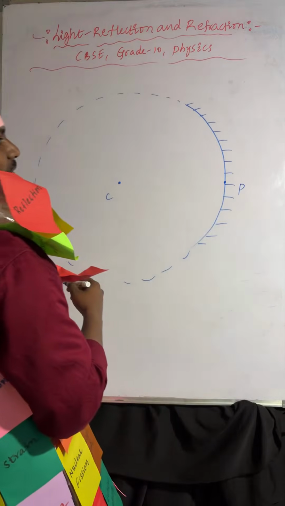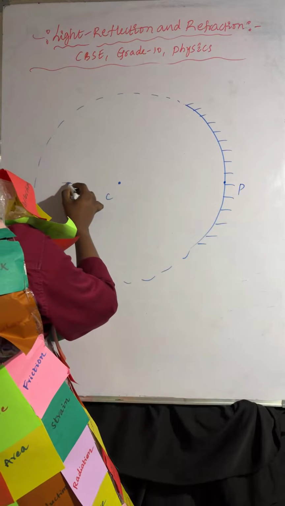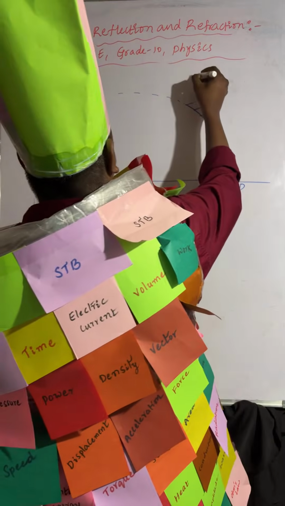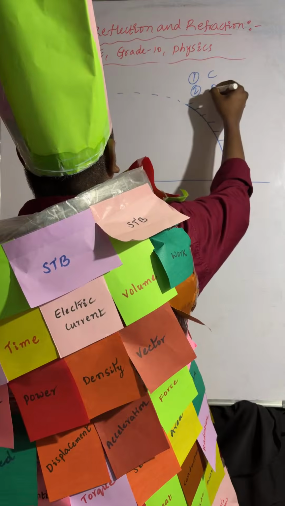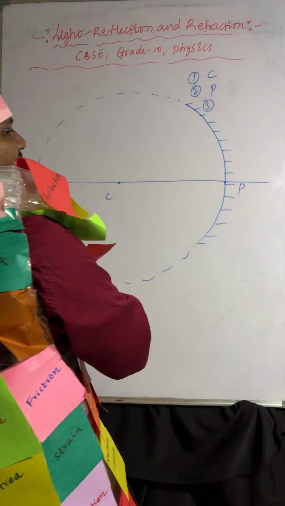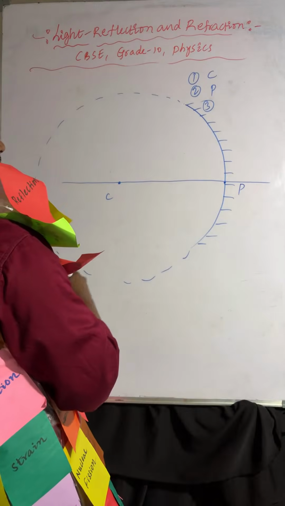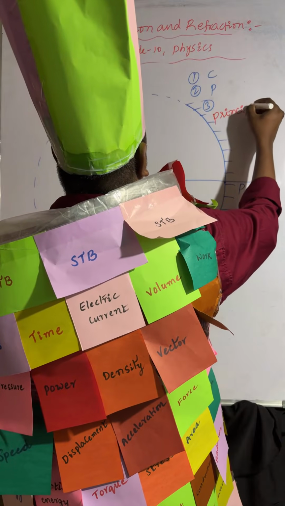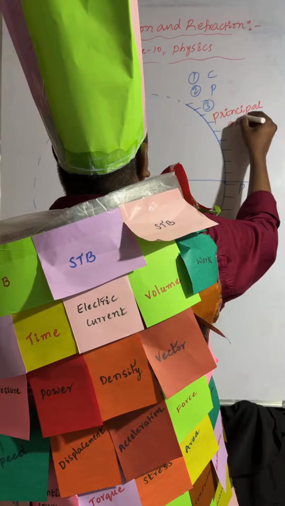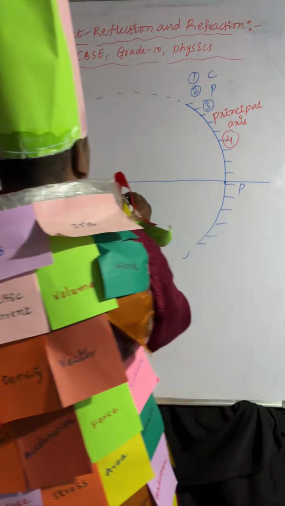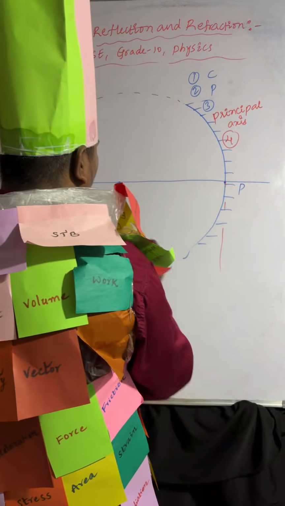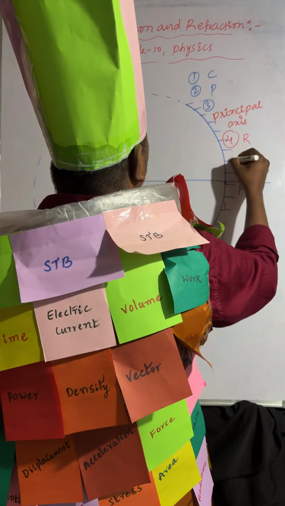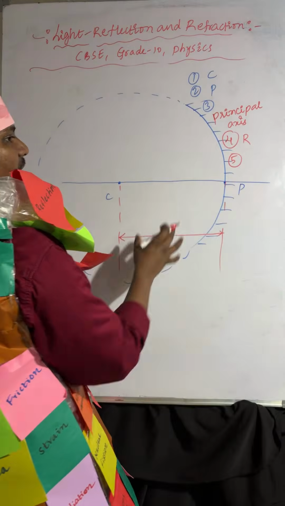The midpoint of the mirror is called the pole. The line joining the center of curvature and pole is called the principal axis. So the first one is the center of curvature, the second is the pole, the third is the principal axis. And the fourth one: the distance between the center of curvature and the pole is called the radius of curvature.